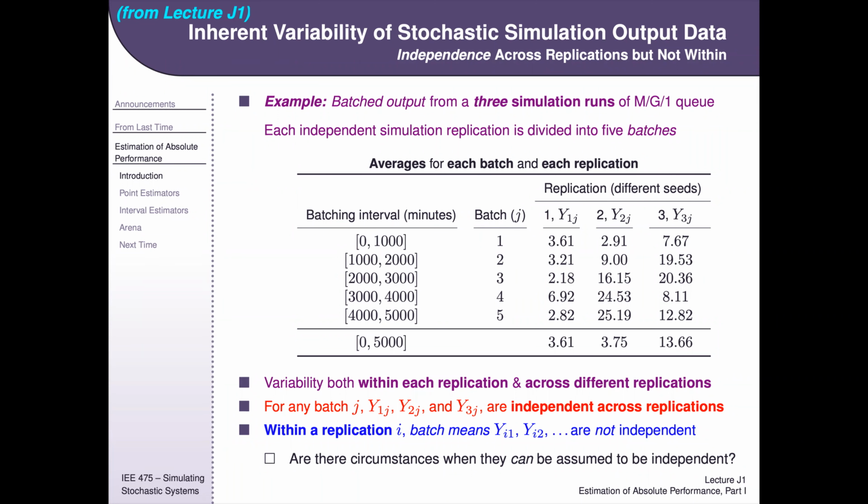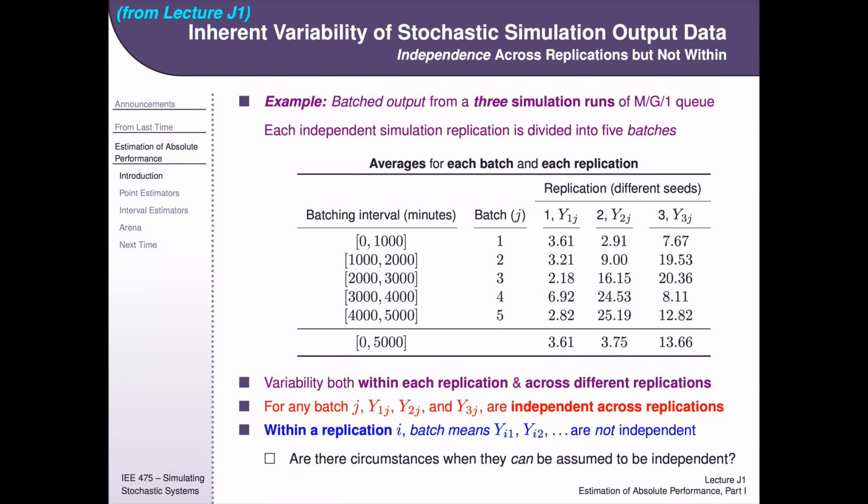And I use this term replication. Those refer to the 3 independent simulation runs. So I go into Arena, I hit run, and it generates these data. And then if I set it to do 3 replications, it will then rerun, and it'll generate these. And then it'll rerun, and it'll generate these. Okay, so I have 5 batches per each replication here.